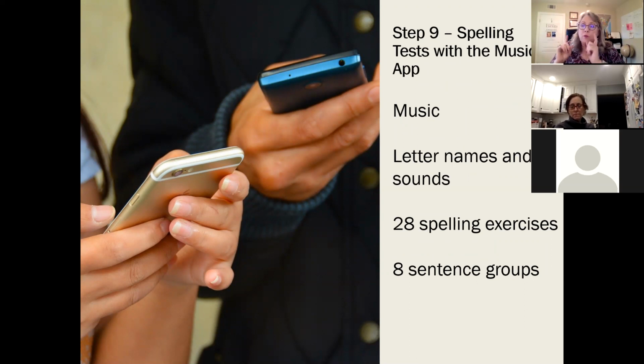What I'm doing now is reaching out to parents, saying, bring me your child. Let them work with me or my staff at my learning center, because we want to relieve your pain. We want to help unlock the genius in your child. So I have an app developed that we will use with your child. It has 28 spelling exercises and 8 sentence groups.